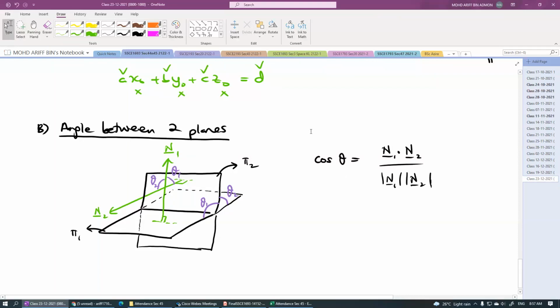All right, any question for this angle between two planes? Any question? Class? No? Okay.